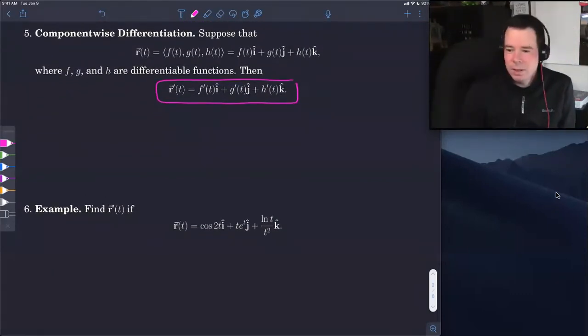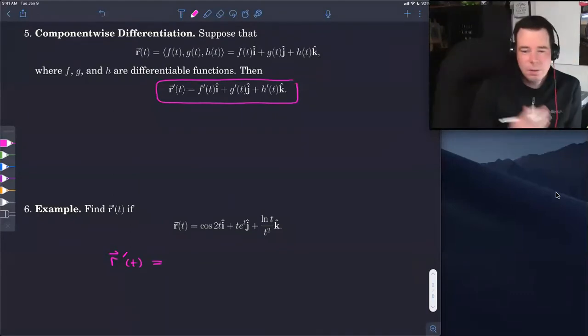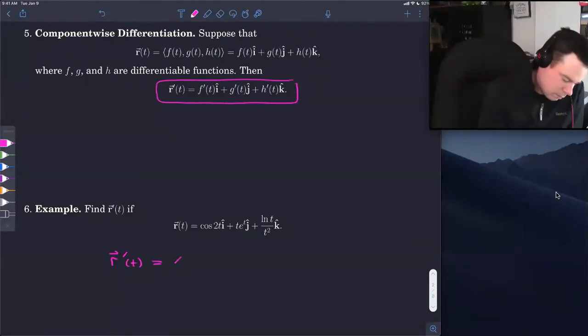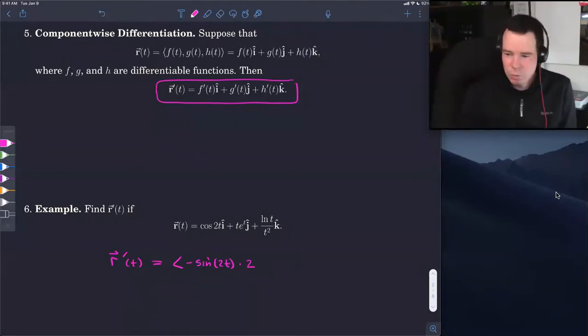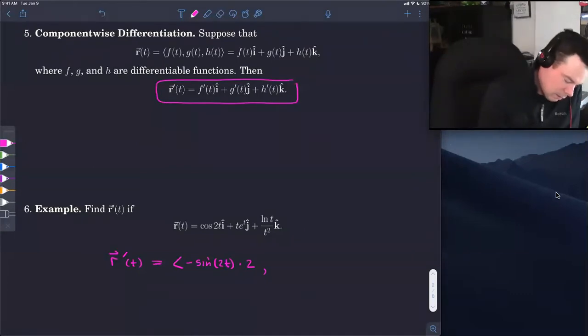Here I've got a vector valued function. R of t is cos 2t, t e to the t, and log t over t squared. We want to find r prime of t. What is r prime of t? It's just take the derivative of each of the components. Derivative of cosine is negative sine 2t times 2. That's the chain rule. The derivative of t e to the t is a product rule. Maybe I'll indicate that here, product rule.